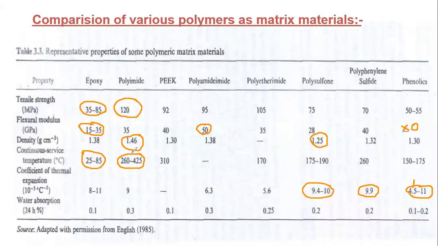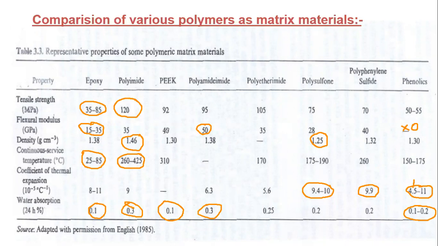So the least water absorption is for the epoxy resin and the PEEK, that is polyether ether ketone, and phenolics also get very little water absorption. The highest water absorption goes to polyimide and polyamide-imide. The single structure is polyimide and the double structure is polyamide-imide. So these are the different types of water absorption for the matrix.